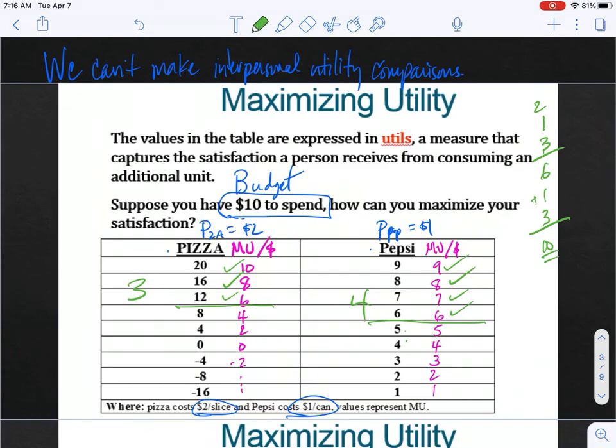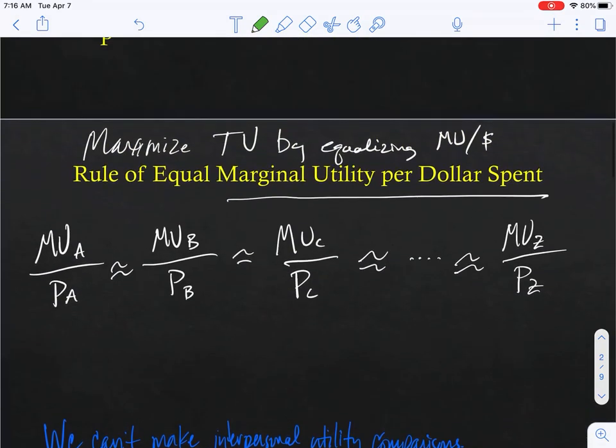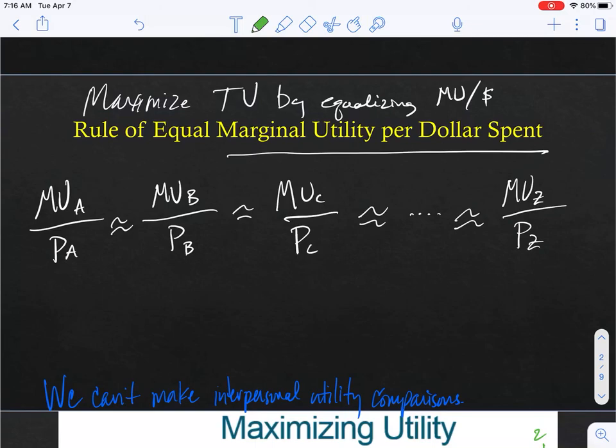So fiddle with it a little bit if you want, but the idea is that you will maximize your total utility by buying things to the point where the marginal utility per dollar is equal or as close to it as you can get. And that was the rule we had up here, the rule of equal marginal utility per dollar spent.